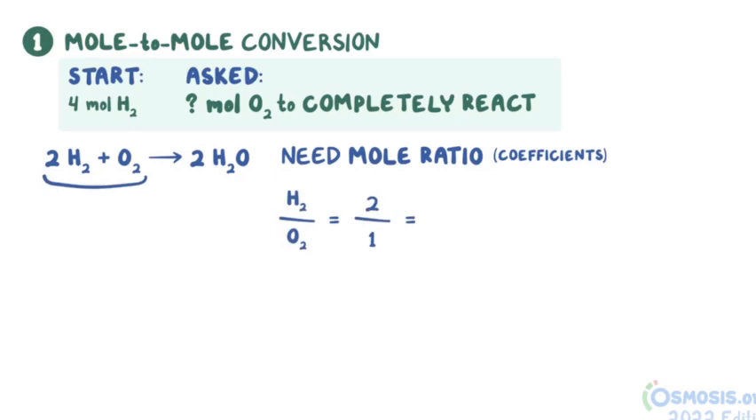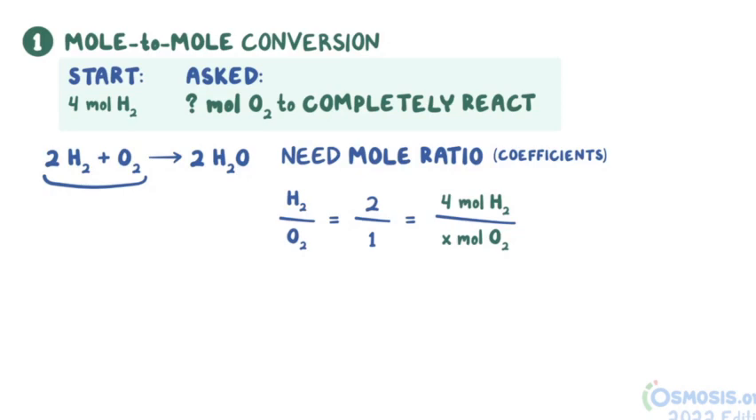Once we have this mole ratio, we want to set up a proportion. We know that we start out with 4 moles of hydrogen, so we put this number in the numerator, and we're asked to find the number of moles of oxygen. Since this is unknown, we put an x in the denominator. So we have H2 over O2 equals 2 over 1 equals 4 over x.